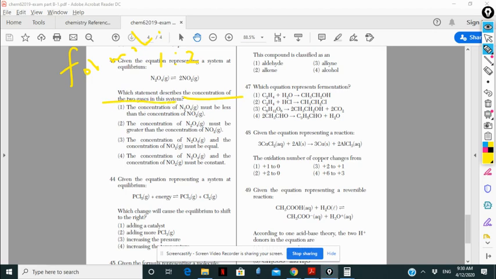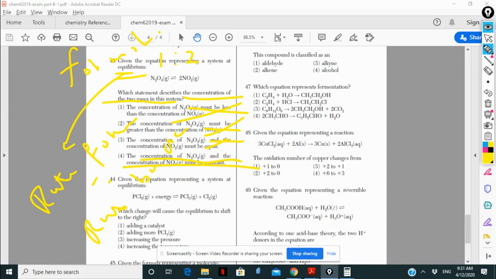Now, what does it mean? He's asking me if I understand equilibrium or not. The word equilibrium means the rate forward equals the rate backward. So at equilibrium, I have constant concentration forward and backward. So when I talk about the concentration, everything is going to be incorrect except that it's constant.